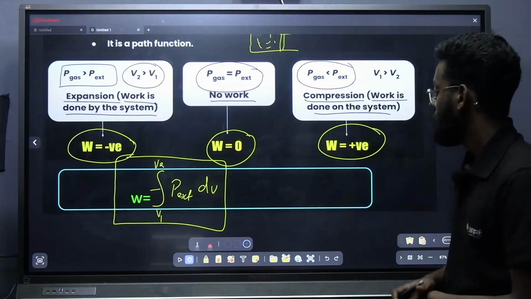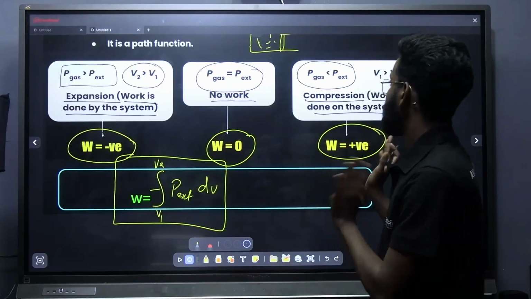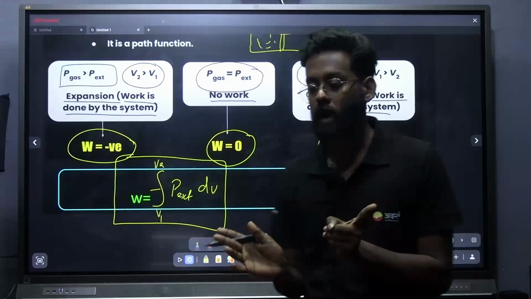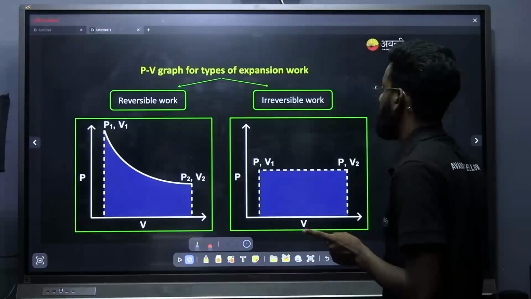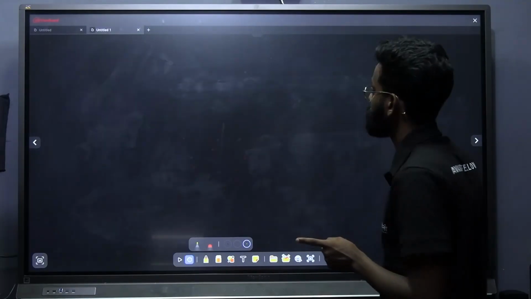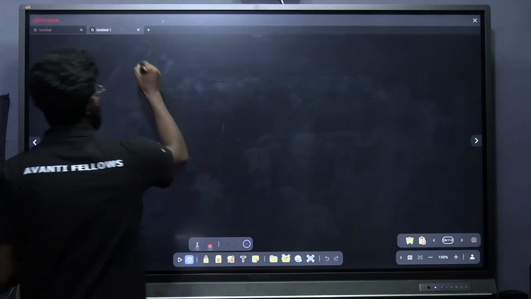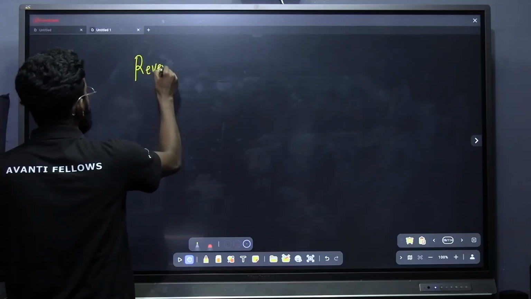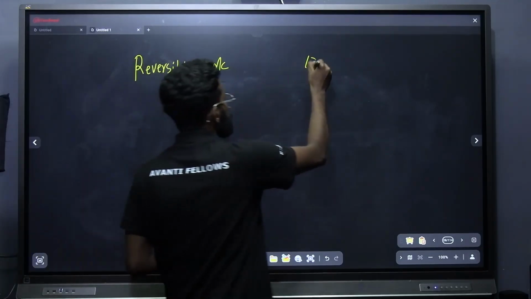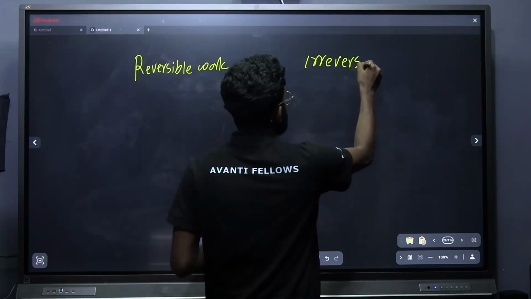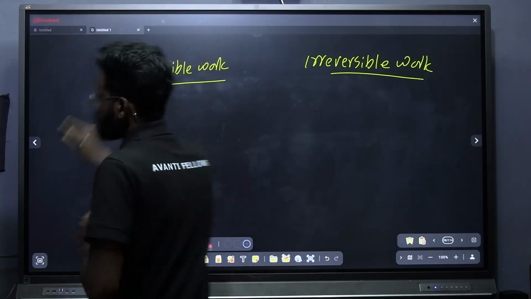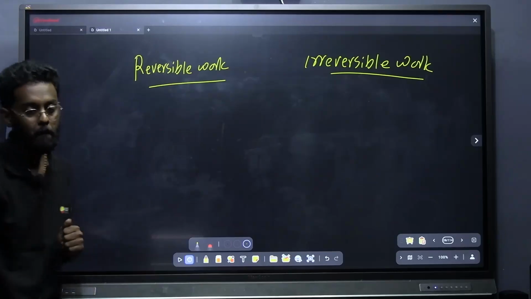Okay. Yes. Now this is the type of work, expansion and compression. Now I can do this expansion and compression in two ways. What are the two ways in which I can do expansion and compression? That is reversible work and irreversible work. What is the difference between reversible work and irreversible work?